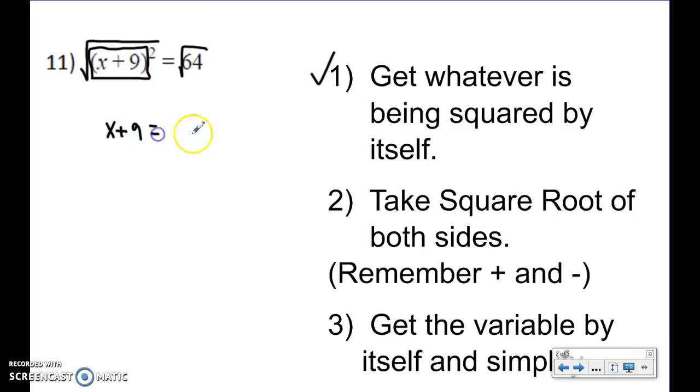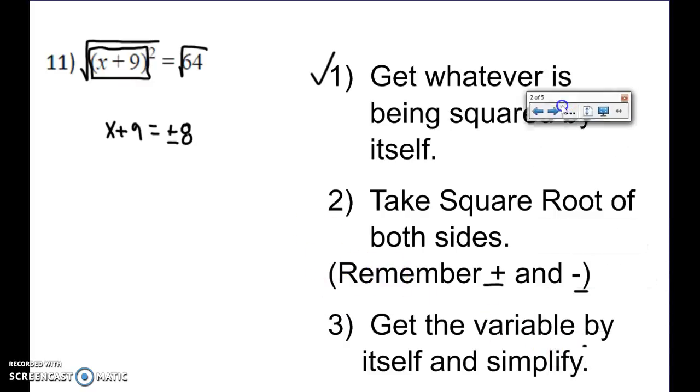And then I'm going to say, what is the square root of 64? That's 8. And remember, I'm going to put a plus or minus right next to it. So I have plus or minus 8, because remember, we talked about in the first video, whenever I take the square root, there are 2 possible solutions. Now step 3 is I'm going to get the variable by itself and simplify.